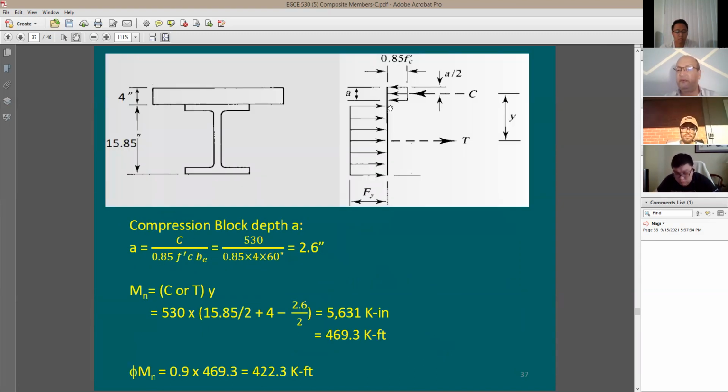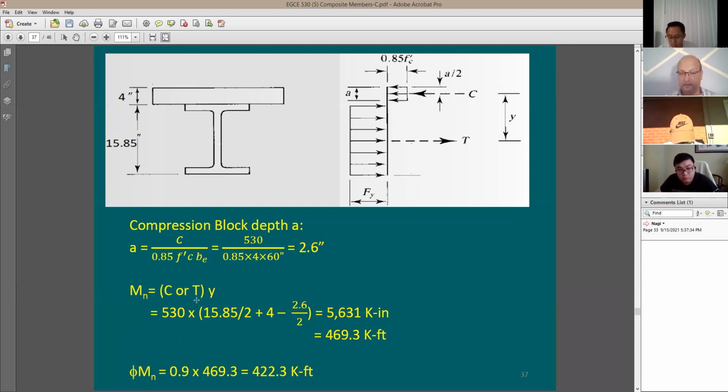Now, again, I can figure out the compression block depth. So I'm going to take the compression force that I'm able to develop here, the 530 kips, divided by 0.85, divided by f'c, the 4 ksi, right? Divided by 60 inches. That gives me 2.6. So again, now where is the Y_CT? This Y distance is going to be equal to one half of the depth, 15.85 divided by 2. It says here 15.85 divided by 2. I'm looking for this term.